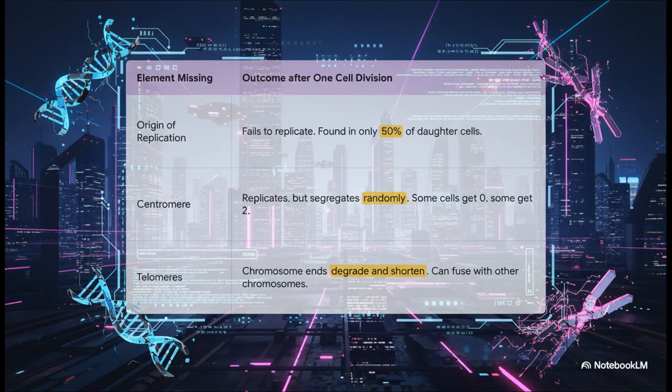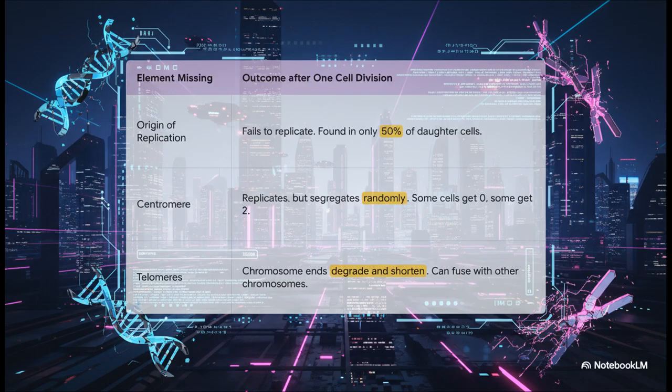So, what if you take away the origin of replication? Well, the chromosome never gets copied, so after the cell divides, only one of the 2 daughter cells will get it. That's where the 50% comes from. What if you lose the centromere? Well, it replicates just fine, but the cell has no way to pull the copies apart properly. It becomes a total crapshoot. Some cells might get 2, some might get none.